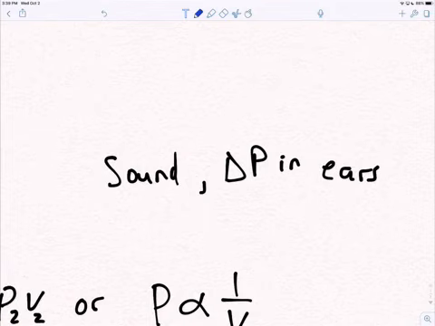Light is a longitudinal wave. I'm sorry, transverse. Light, so motion this way, displacement perpendicular to the motion, that is a transverse wave. Light is a transverse wave. We'll talk about that in 2 chapters from now. But sound is a longitudinal wave, and it's from the change in pressure.